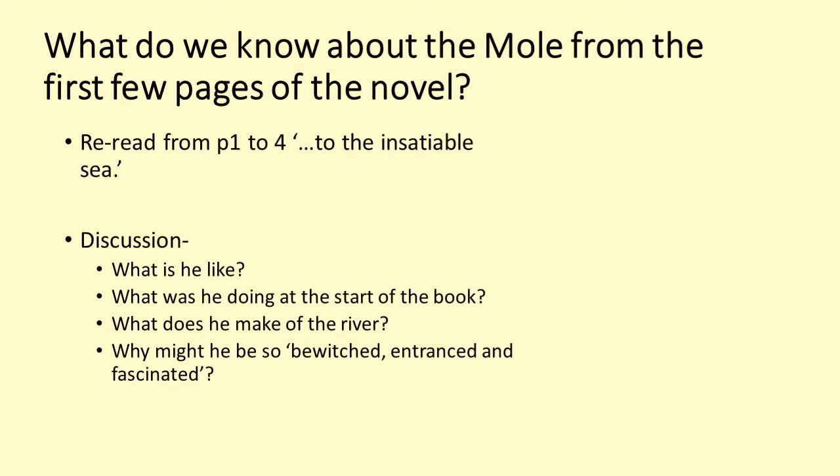Okay, so what do we know about the mole from the first few pages of the novel? Please could you reread from page 1 to page 4, to the insatiable sea. I want you to consider: what is he like? What was he doing at the start of the book? What does he make of the river? What does he think of it? And why might he be so bewitched, entranced, and fascinated by it? Pause the video, please, for about 5 minutes to do this now.